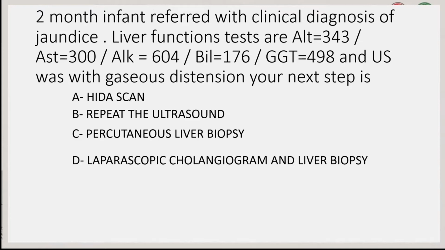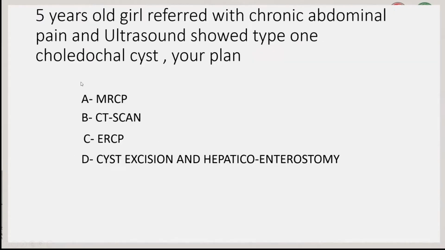The third clinical scenario is a 5-year-old girl referred with a chronic abdominal pain, and ultrasound showed type 1 choledochal cyst. What is your plan? Do MRCP, do a CT scan, ERCP, or proceed for surgical intervention? So think about it. These are clinical scenarios. Now we come with the knowledge.